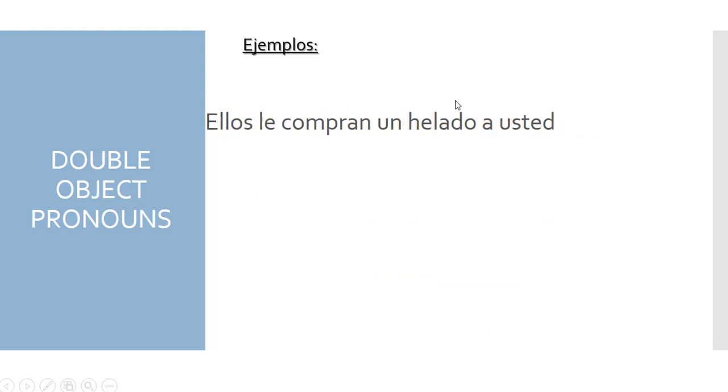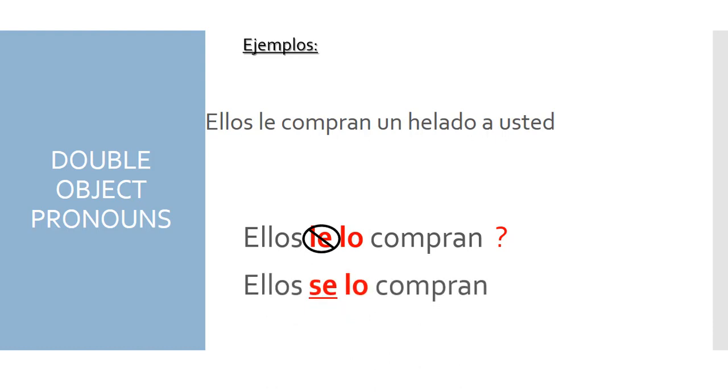Ellos le compran un helado a usted. They buy this for you. So un helado will be lo. A usted is already there, le. Can you say le lo? Can we have the le right next to one of the other four? No. So then ellos se lo compran. They buy it, the ice cream, for you. A usted.